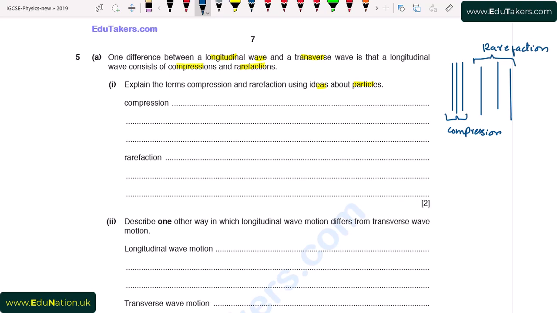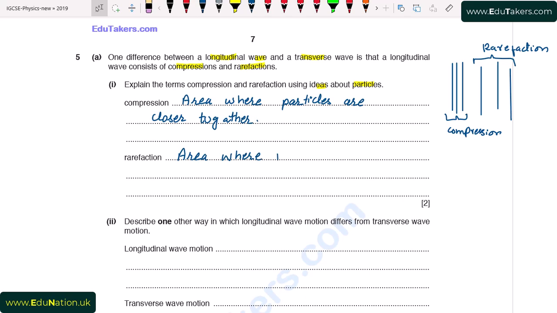So I write here, compression: area where particles are closer together, while rarefaction is the area where particles are further apart.